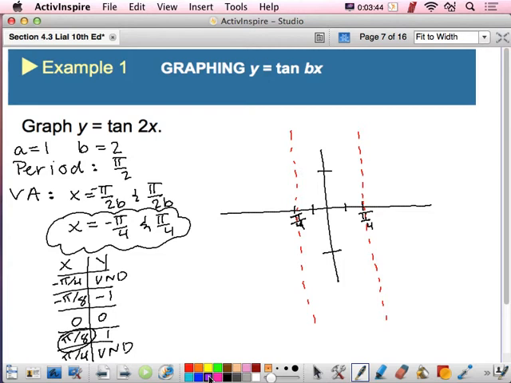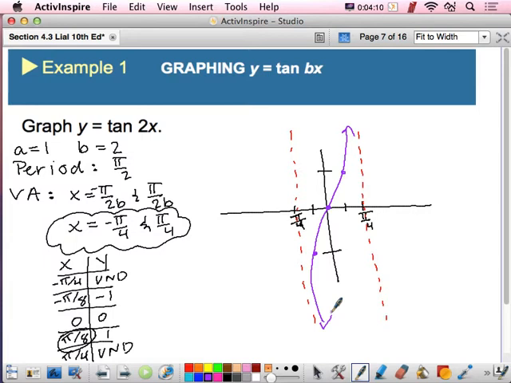Then we'll graph it. 0, 0, pi over 8, positive 1, negative pi over 8, negative 1. So all it did was squeeze the asymptotes together. That's all. It didn't do anything else. And I'm just going to do 1 period. Are y'all okay with that? Could you copy a second if you needed to? Any questions about y equals tangent of 2x?